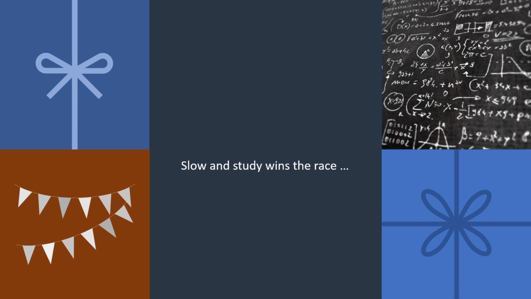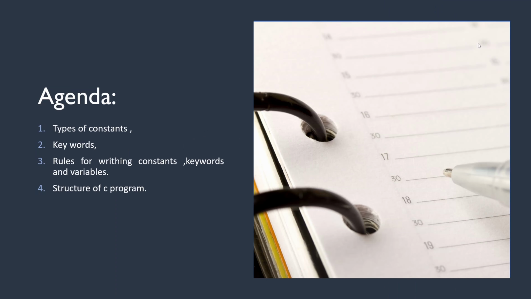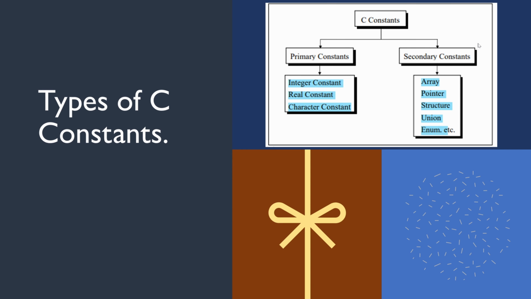So, in the last video, we discussed the topic of introduction to C programming, and in this video, we are going to discuss the topics: types of constants, keywords, and rules for writing constants, keywords, and variables. So basically, coming to the types of constants, there are two basic types of constants, right? The first type is called primary constants. In these primary constants, there are subcategories known as integer constants, real constants, and character constants.